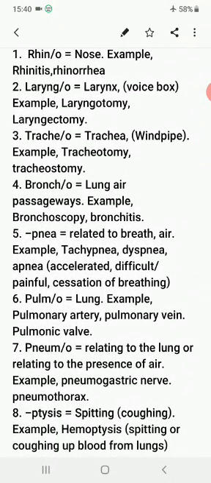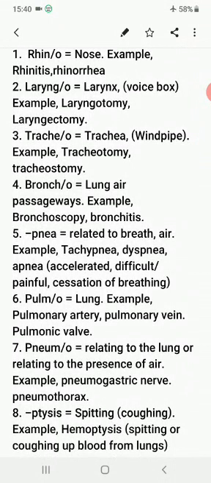Example, tachypnea. All of you know what tachy means. That is fast, fast breathing or accelerated breathing. Dyspnea, difficult or painful breathing. And we have apnea, cessation of breathing, as in coronavirus.